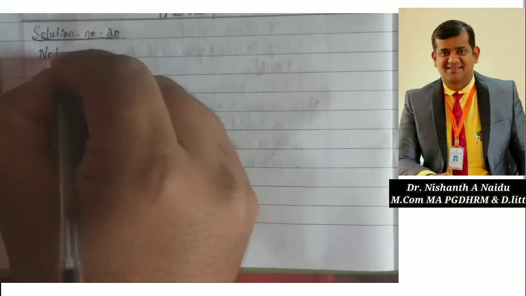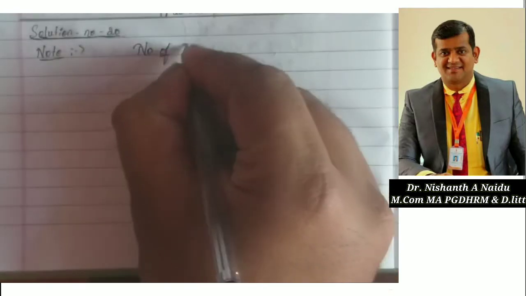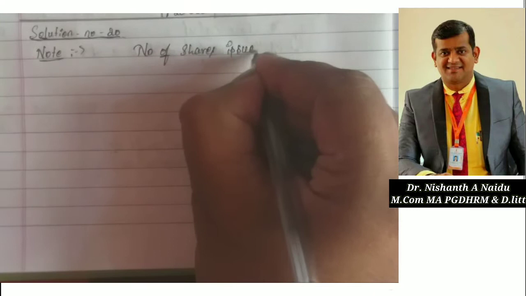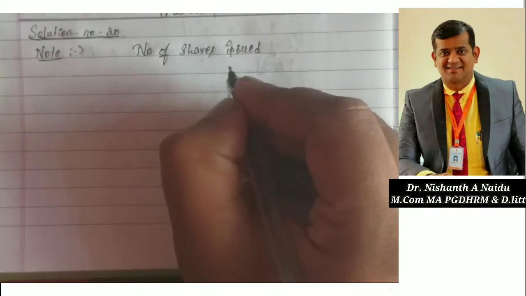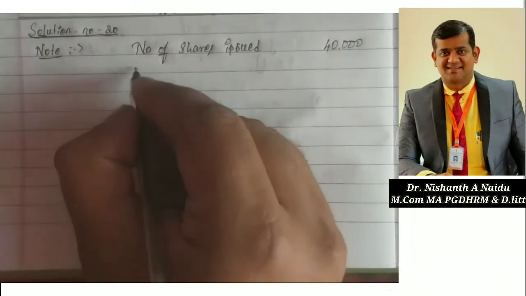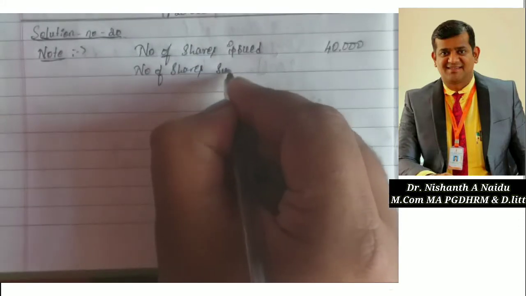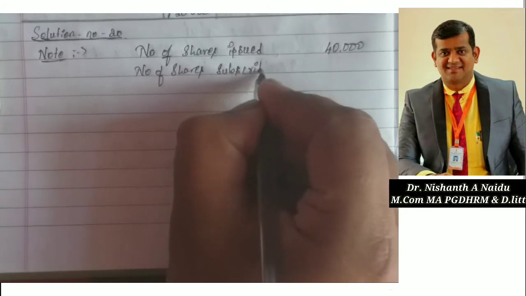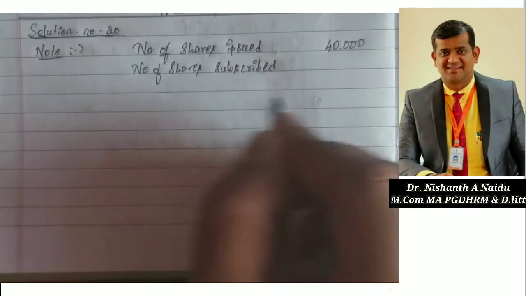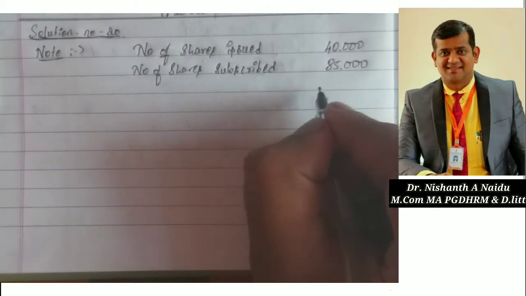What are we going to write in that note? You all know, right? Number of shares issued. Anand Company Limited invited applications for 40,000 shares. Next is number of shares subscribed or applied, you can write. Here they say applications were received for 85,000 shares. 85,000 shares application has been received.